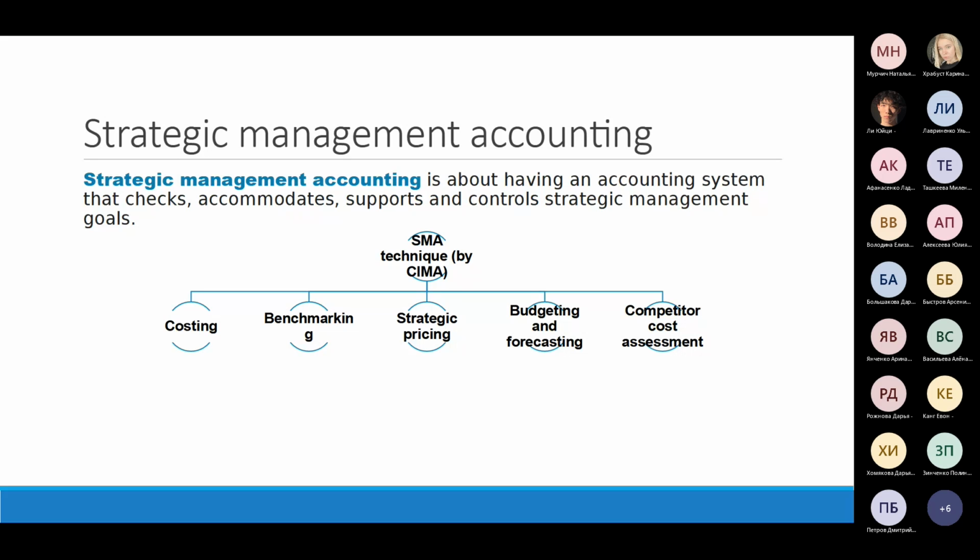And strategic management accounting, using the definition prepared by CIMA, consists of 5 basic modules. First of all, it is the costing module, then benchmarking, strategic pricing, budgeting and forecasting, and competitor cost assessment. So these 5 modules are the basis for specific decisions. The first 4 are summarized together in a special block of objectives related to variance analysis and control. And today we plan to discuss this block: how to calculate variances, how to analyze them, how to use them for the controlling function, and how to use them for future budgeting, so for creating budgets for the future.